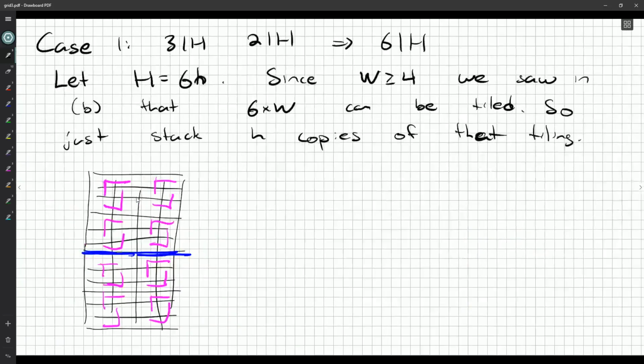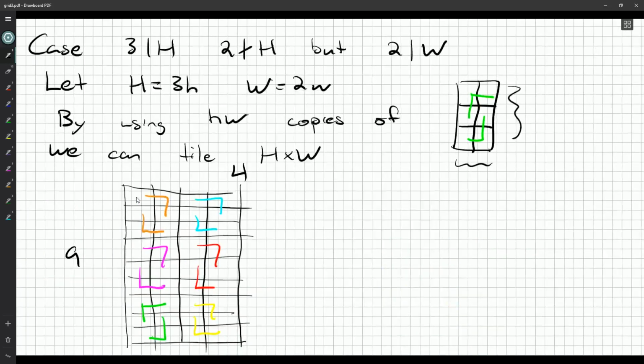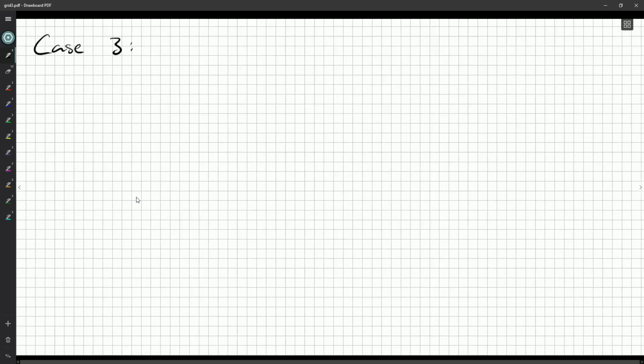Now, case 3. I have been numbering my cases, right? No, I have numbered case 1. I did not number case 2. Now we got case 3. So 3 divides H. 2 does not divide H or W. So a nice quick way to say that is 2 does not divide their product, because 2 is a prime. So, okay, so now what can we do?